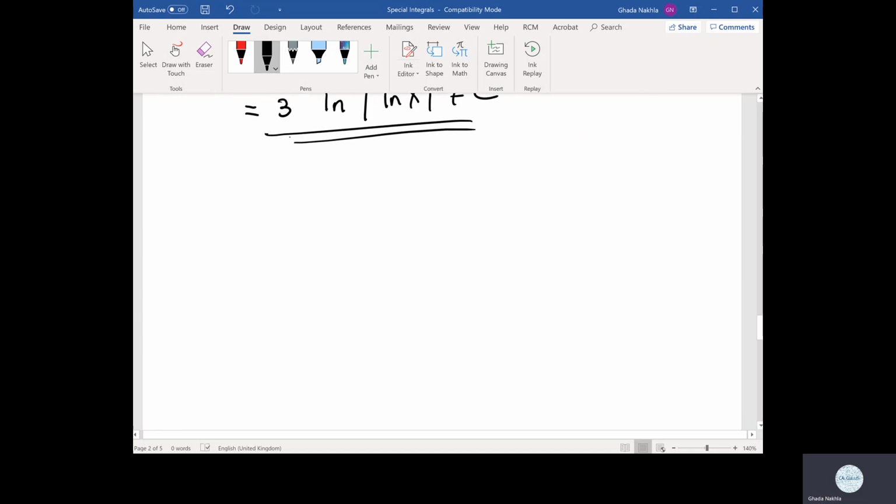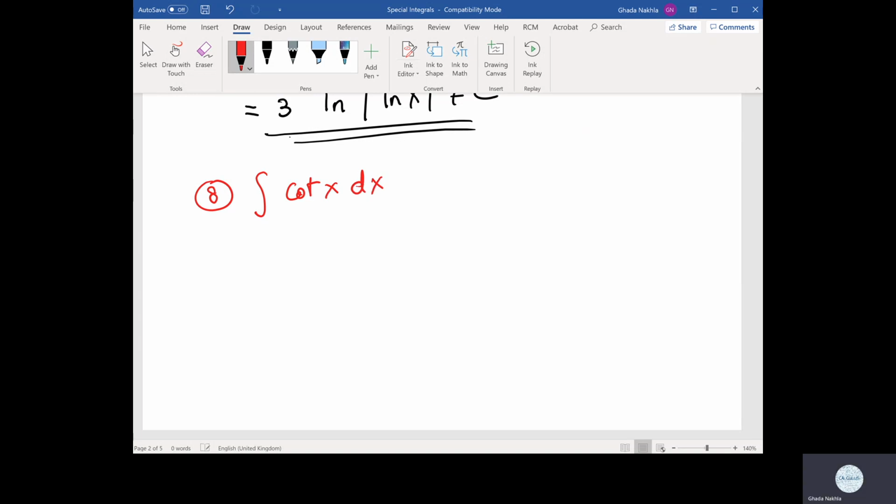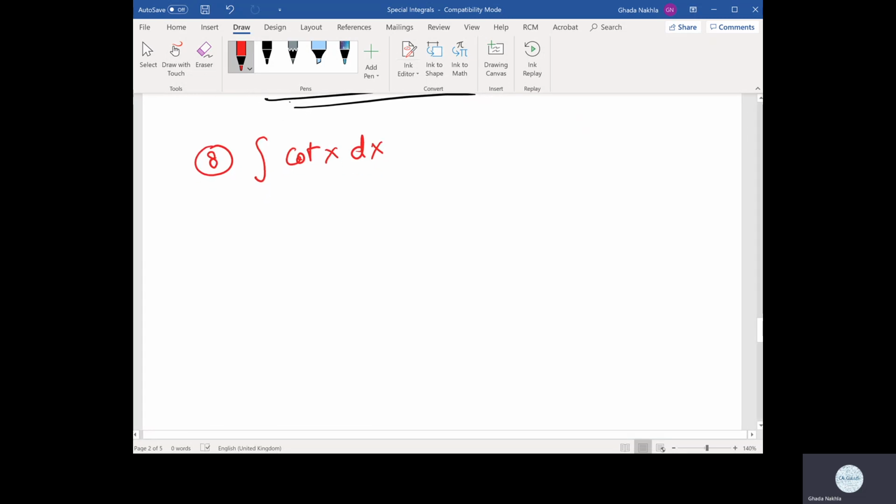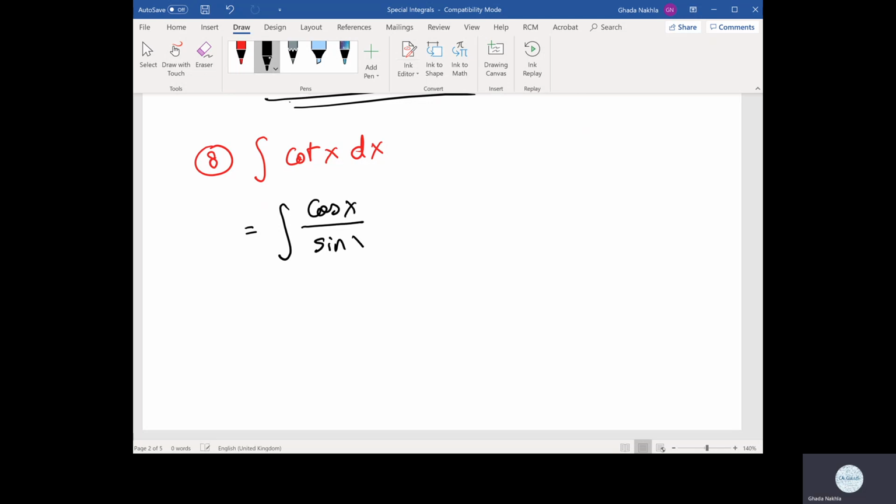Let's look at the last question we are going to do today. And I'm integrating cot x dx. From memory, I think this is in the formula book, but just in case you're interested to find out where they got these answers from the formula book. Now we all know that tan is sine over cos. Cot is 1 over tan, and therefore cot is cos x over sine x dx.